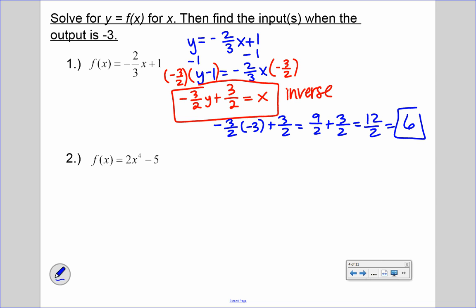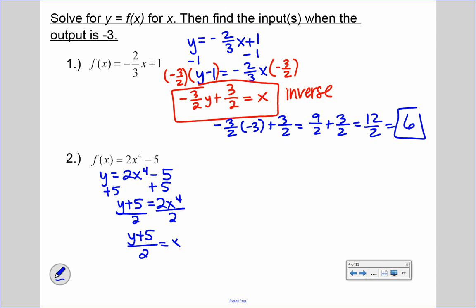So we're going to make this y equals 2x to the 4th minus 5. We're going to solve for x, so we're going to add the 5. Y plus 5 equals 2x to the 4th. We're going to divide by 2. So we have y plus 5 divided by 2 equals x to the 4th. Now to get x by itself, we're going to have to 4th root both sides. Don't forget, since it's an even root, we have to do plus or minus.